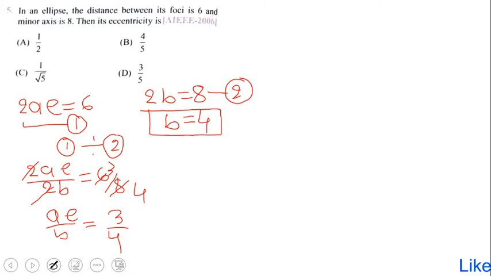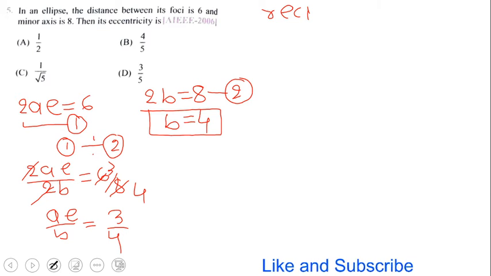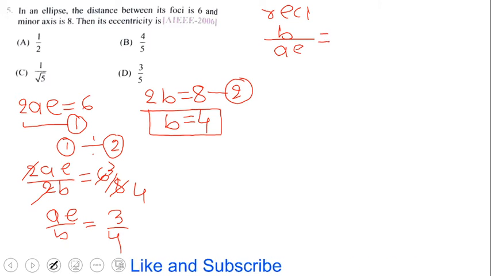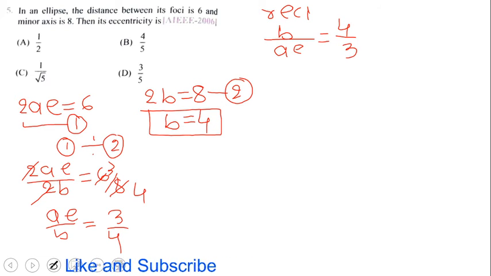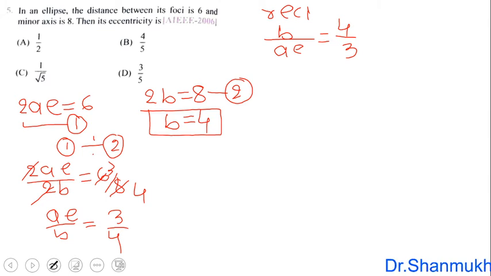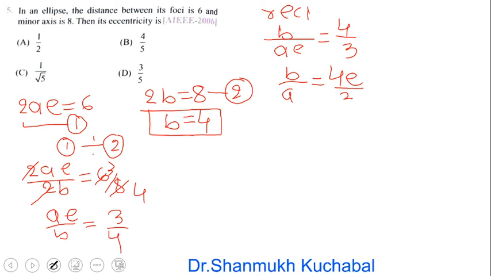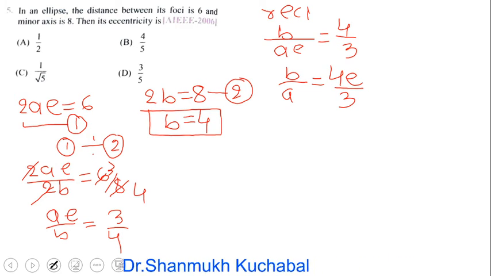Then I take the reciprocal of this equation. So we get b divided by ae equal to 4 by 3. Now I write a solution for b by a. So e, which is in the denominator, we will transpose to the RHS. So b divided by a equal to 4e divided by 3.